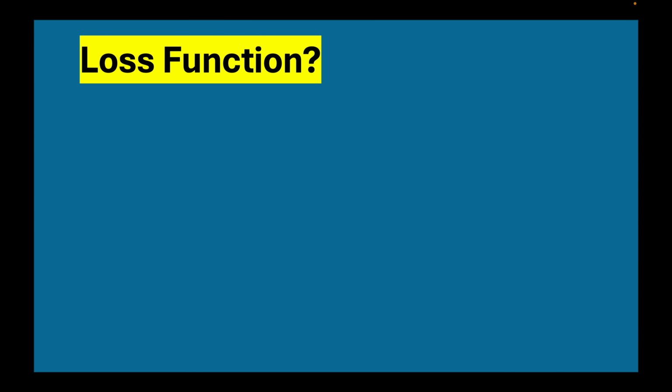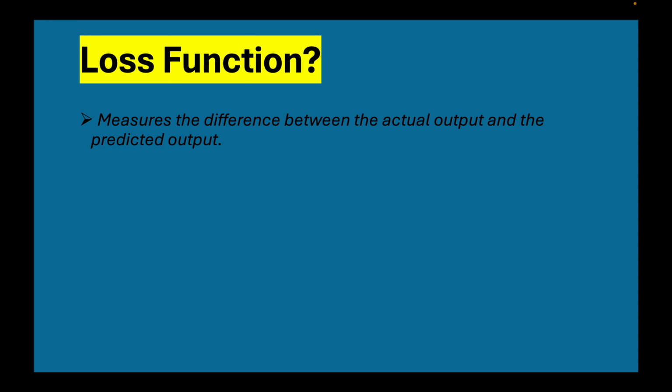What is a loss function? A loss function is a mathematical function which measures the difference between the actual output and the predicted output. In simple terms, a loss function quantifies how wrong a neural network's predictions are compared to the actual ground truth. Mathematically, if y equals the actual value and y cap is the predicted value generated by our model, the loss function between them is like this.